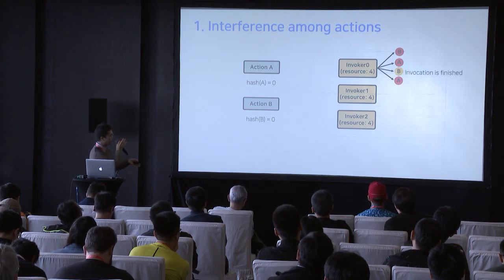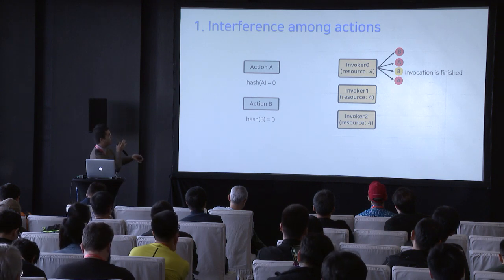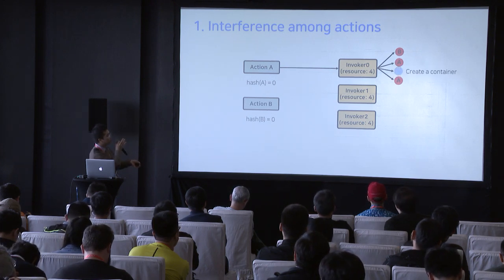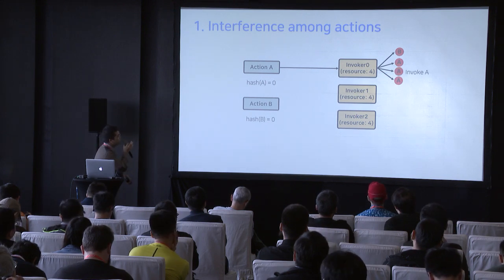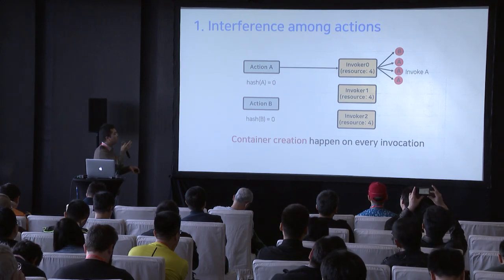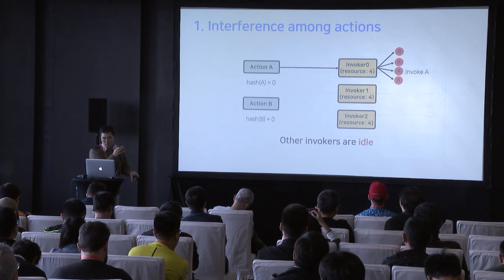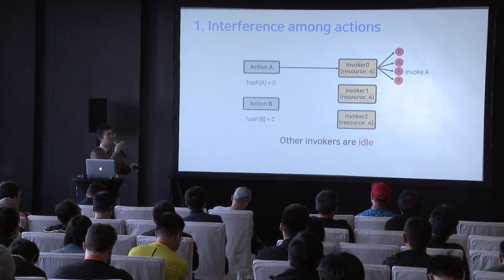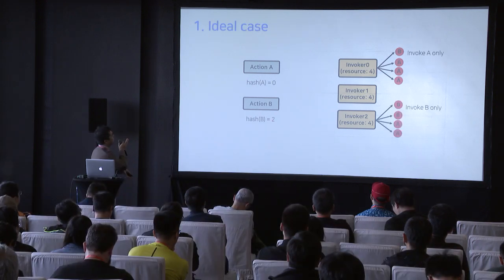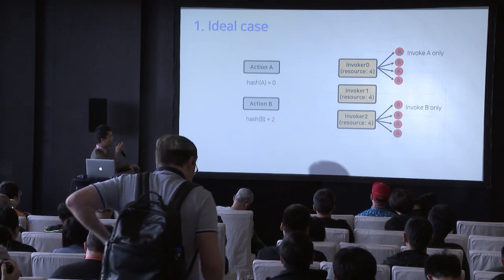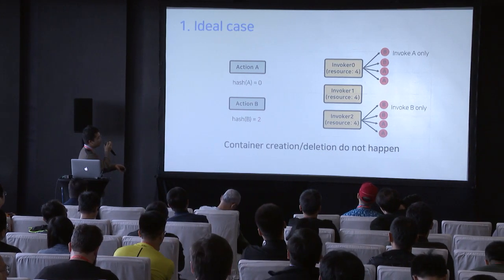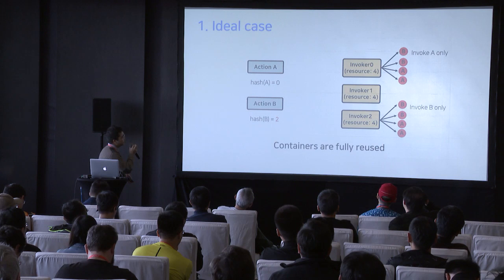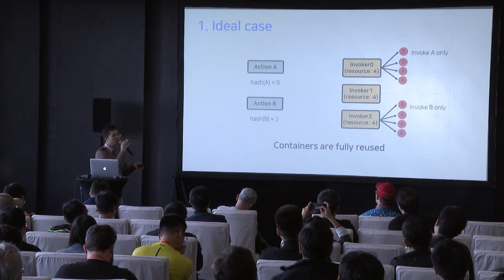And when a container for B becomes warmed, here comes the invocation of A. The same thing happens again: there is a deletion, creation, initialization, and execution. So in this example, container creation and deletion happen on every invocation request, while there are still two invokers in an idle state. This is the worst case because the two actions have the same hash value. If these two actions had different hash values, this would not happen. Container creation and deletion would not happen, and all containers would be fully reused. Although this is quite a coincidence, it can happen easily, because there might be hundreds of actions in flight.